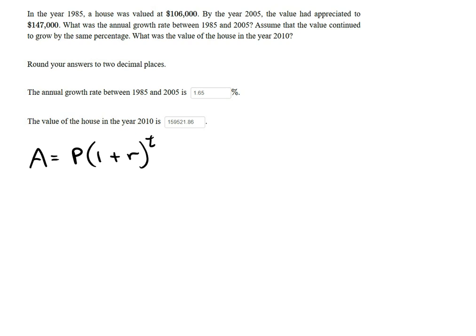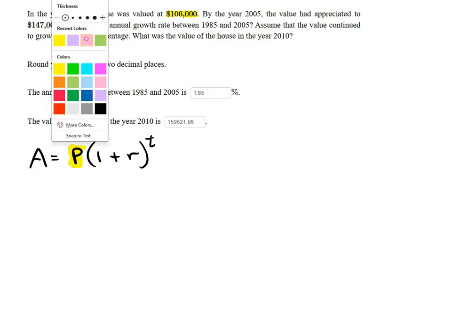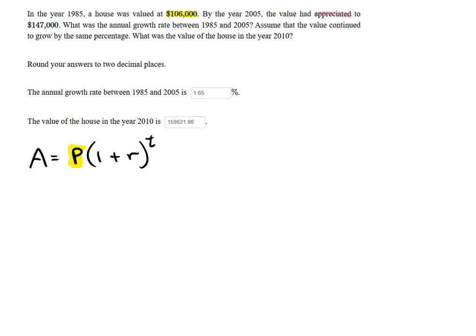Okay, on this problem, it tells you that in 1985, a house was valued at $106,000. That is its initial price. By the year 2005, the value appreciated to $147,000. That's the future value right here. We want to know what is the annual growth rate.